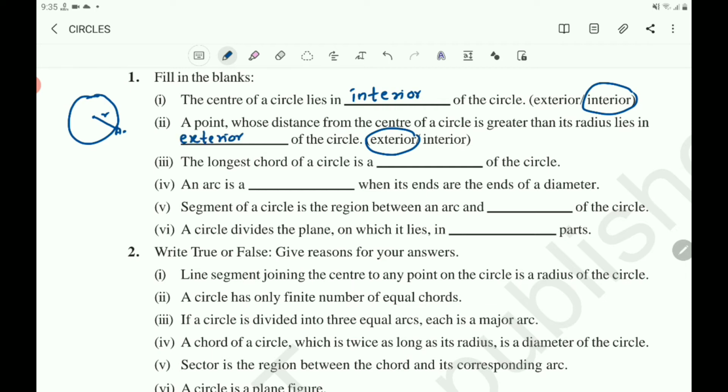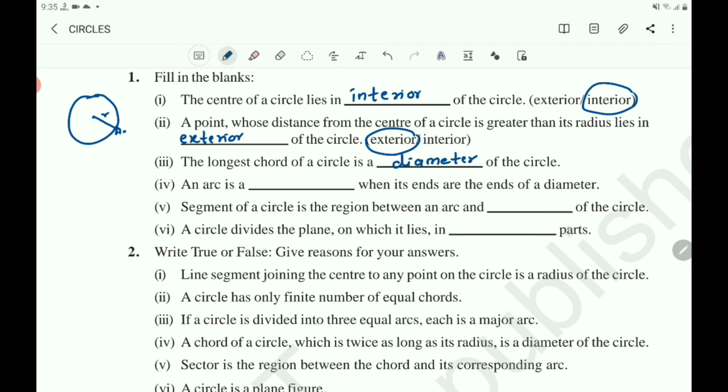Greater than the radius means it must lie outside the circle, so it is exterior of the circle. And the longest chord of a circle is a dash of the circle. Which is the longest chord of a circle? You know that it is a diameter. Longest chord of a circle is diameter. It is the biggest chord of the circle.